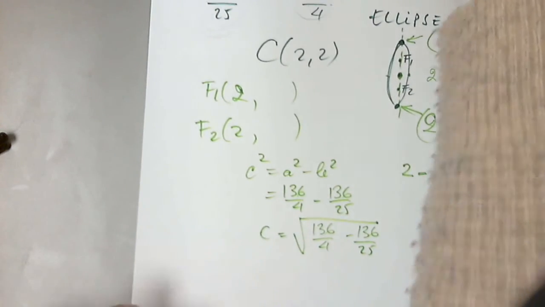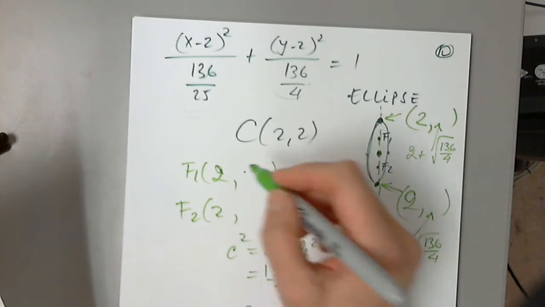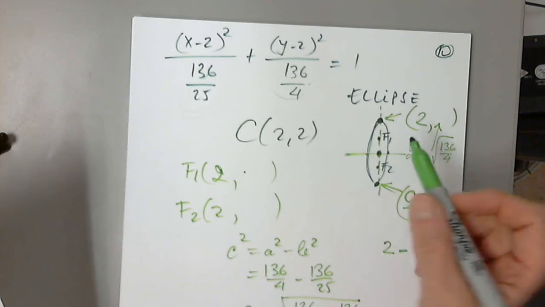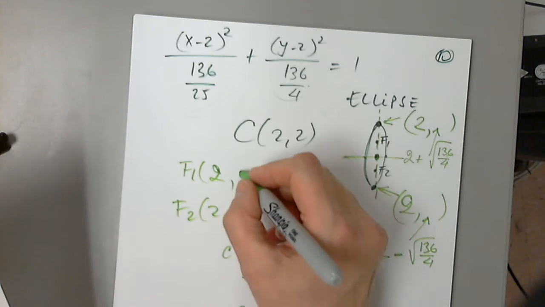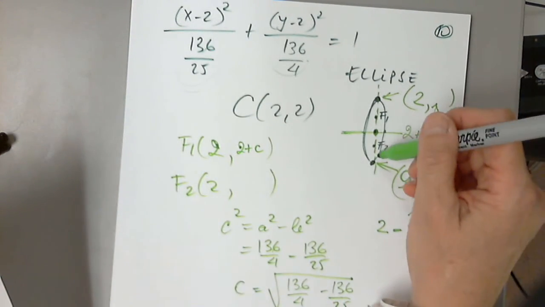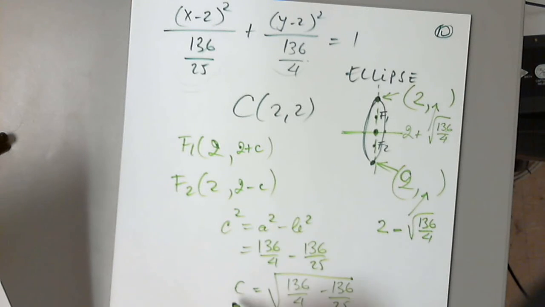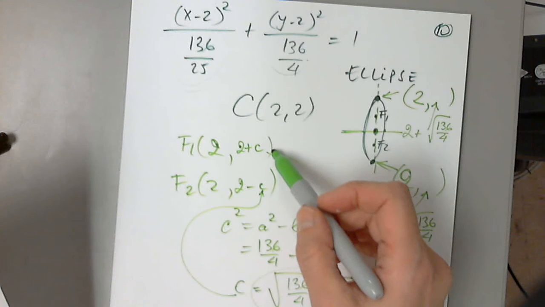I don't want to spend time just calculating these numbers. I just want to give you the calculation. So what will this be then? From the y-coordinate of the center, up c. So it's 2 plus c. From the y-coordinate of the center, down c. 2 minus c. This little c. Right? This number.